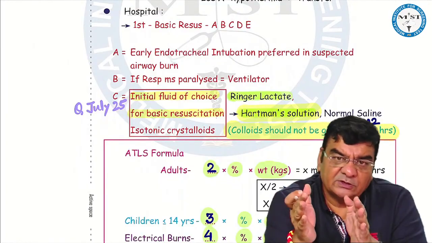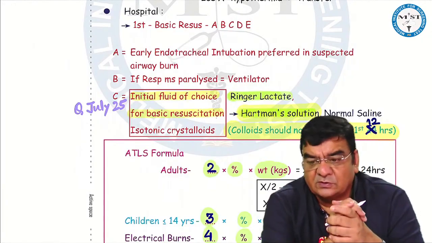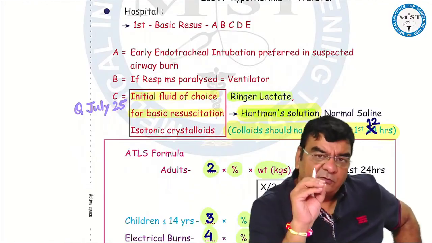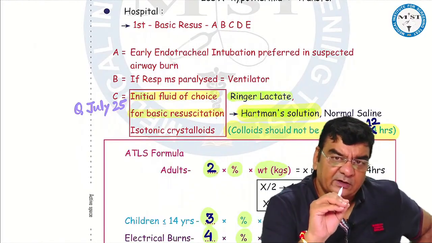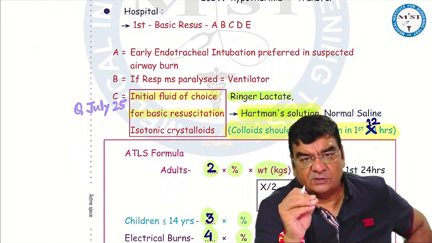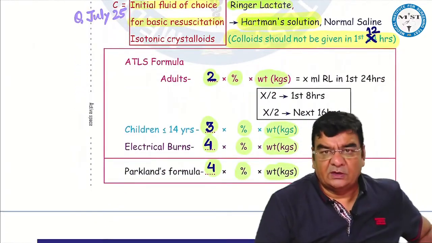And then circulation, because there is a huge amount of fluid leaked from the intravascular to the extravascular space, circulatory management will be crucial. The initial fluid of choice for basic resuscitation will be isotonic crystalloids like Ringer lactate. Very close to Ringer lactate is Hartmann's solution. We can even use normal saline. Colloids are best avoided in the first 12 hours.